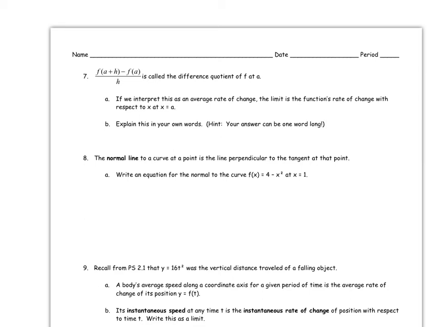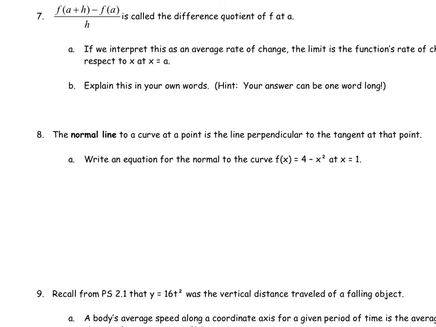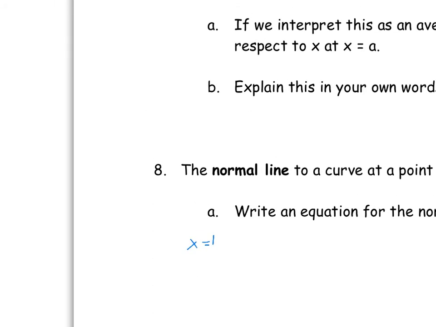So AA says write an equation for the normal to the curve. So if we find the slope of the tangent line at x equals 1, which is doing that whole limit as h goes to 0 thing, and then we do the opposite reciprocal, and then we do point slope. We know what point it's going to pass through because it's at x equals 1, and we can find the y value just by plugging in 1. So when x is 1, y equals 3, just from plugging 1 in.